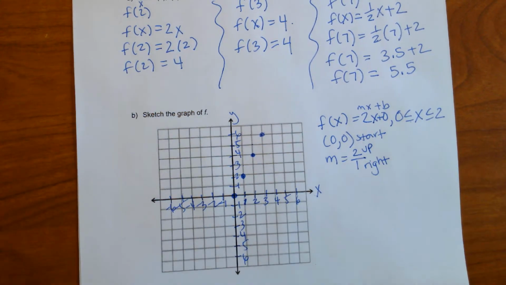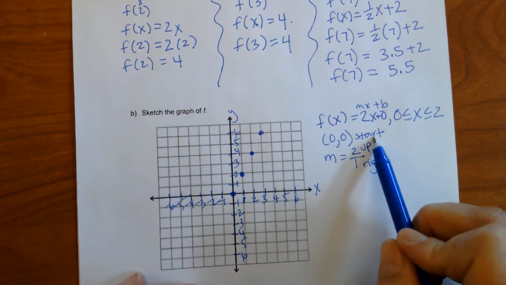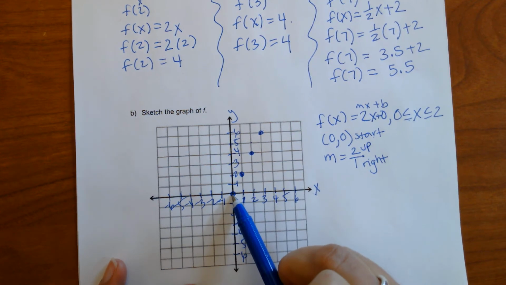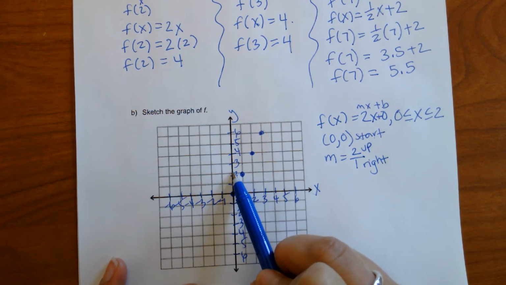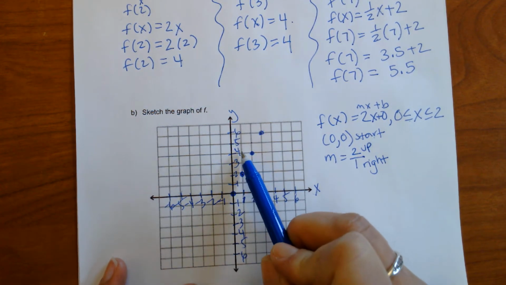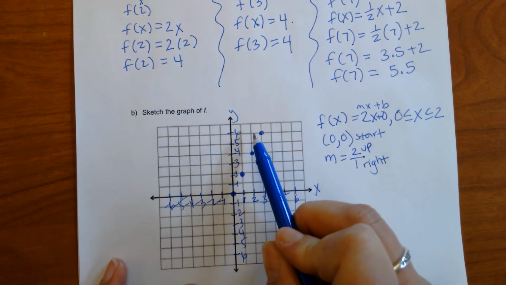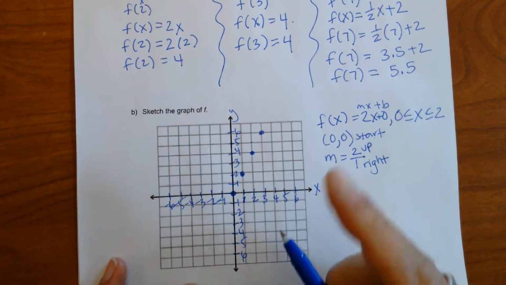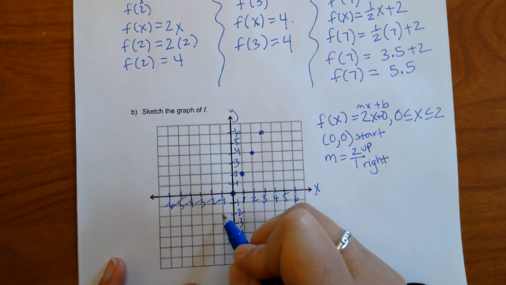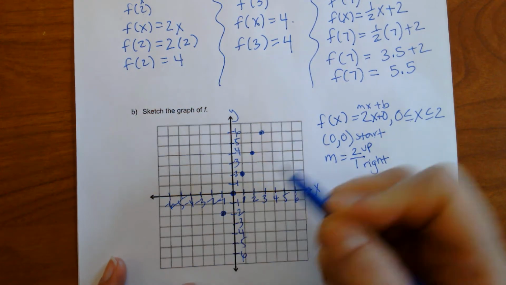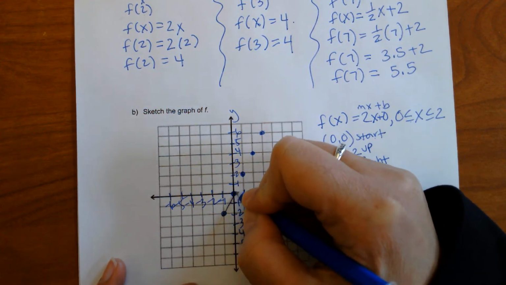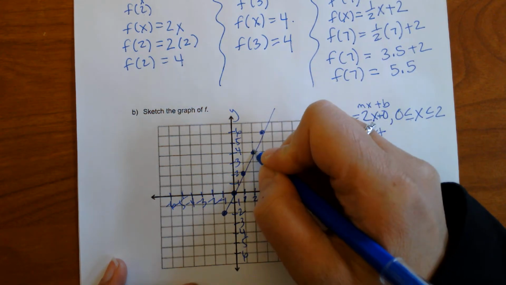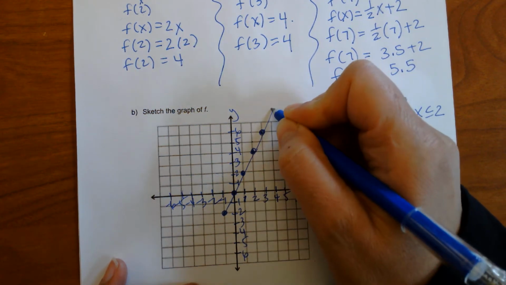There we go. Perfect. Now you can see we started at 0, 0. We went up 2, right 1, up 2, right 1, up 2, right 1. Now here's the thing. We could go down 2 and left 1, and that would give us some more points on the other side.